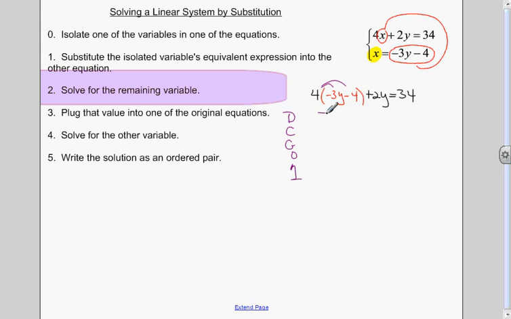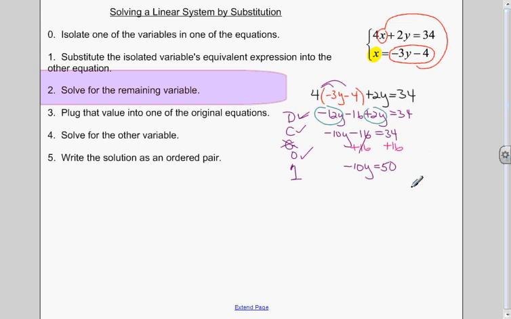So I'm going to distribute and get negative 12y minus 16 plus 2y equals 34. Then I'm going to collect my like terms, which I only have negative 12y and 2y, which gives me negative 10y. Bring down the minus 16 equals 34. So check that I've done distribute and collect. Then G for get all your variables on the one side. You don't have to do that because they are. Undo add and subtract. Well, this says minus 16, so I'll do plus 16 on both sides because that's the golden rule. And that's going to give me negative 10y equals 50.